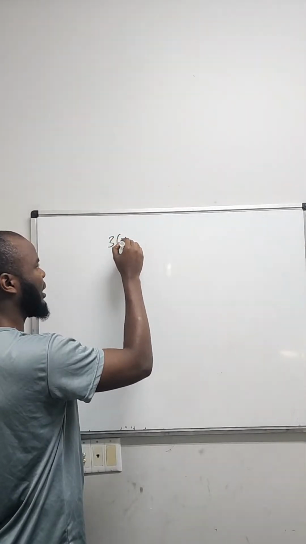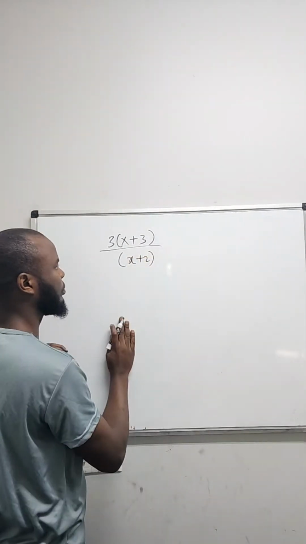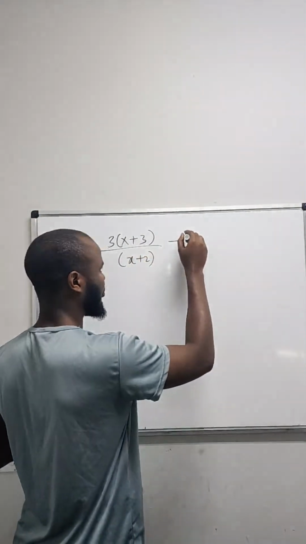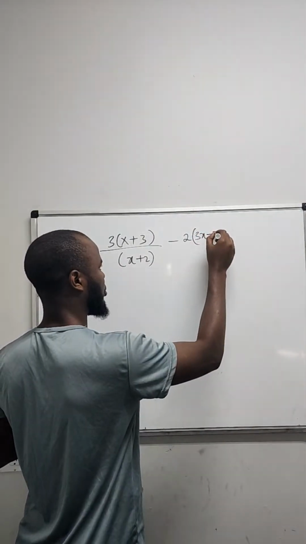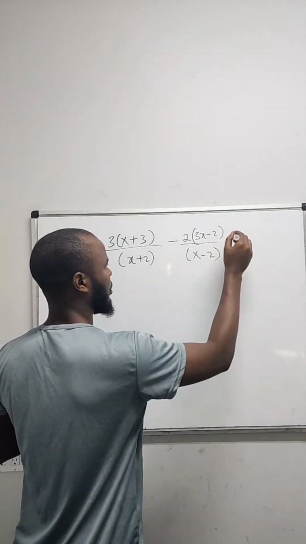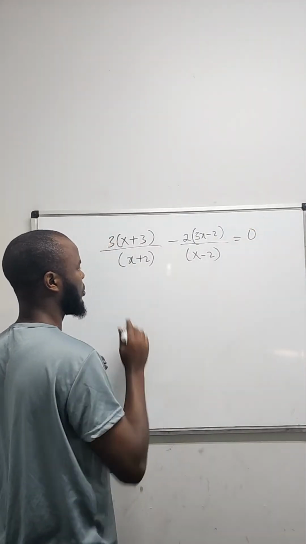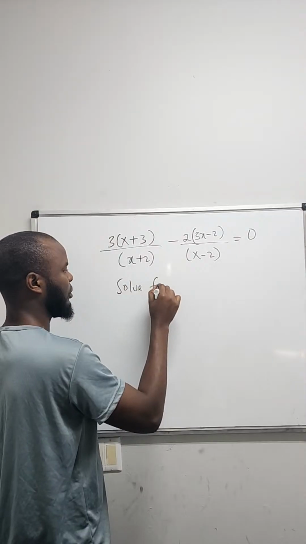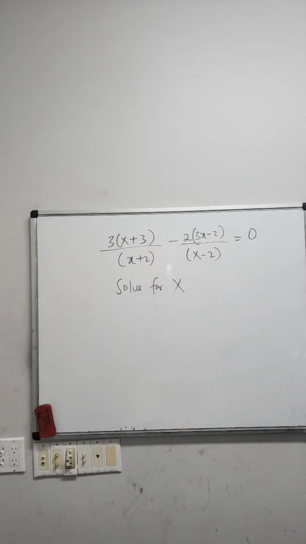We have 3 into bracket x plus 3 divided by x plus 2 minus 2 into bracket 3x minus 2 divided by x minus 2 equals 0. Solve for x. You have to write it down. You can't use your head to do this. You have to write something down.